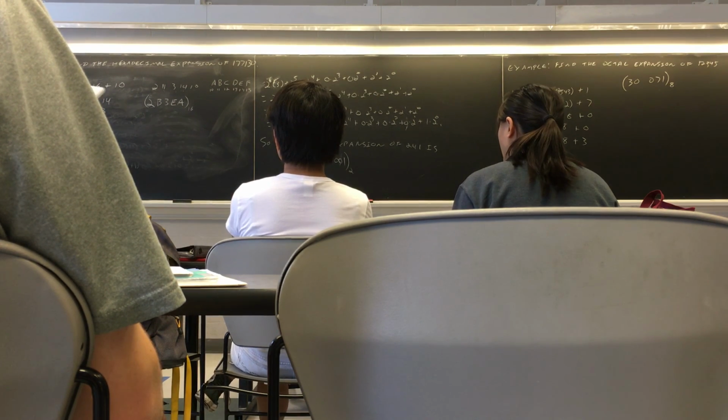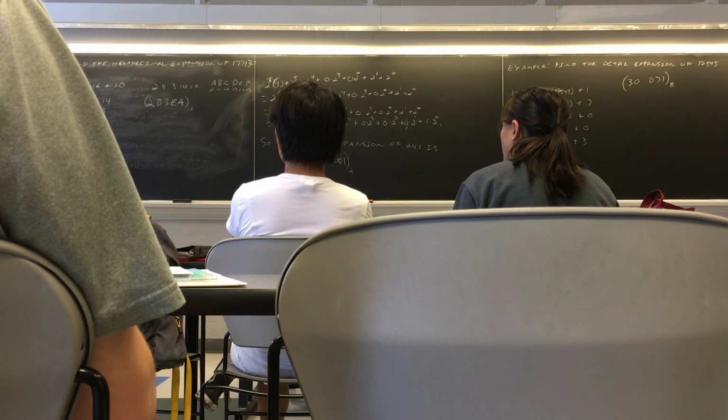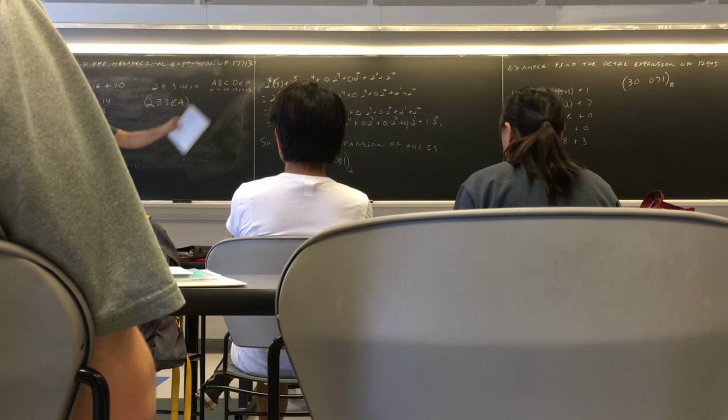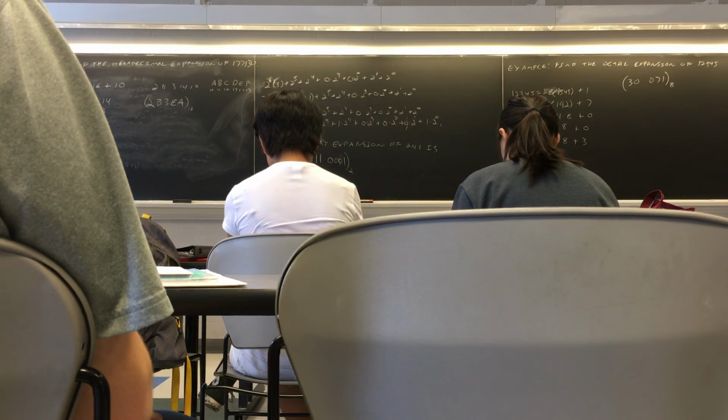You don't need to write it out like this. I just did that to make a point. You can just read off 2B3EA. You just write A, B, C, D, E, F, and the numbers underneath them. See the association. Does that make sense?